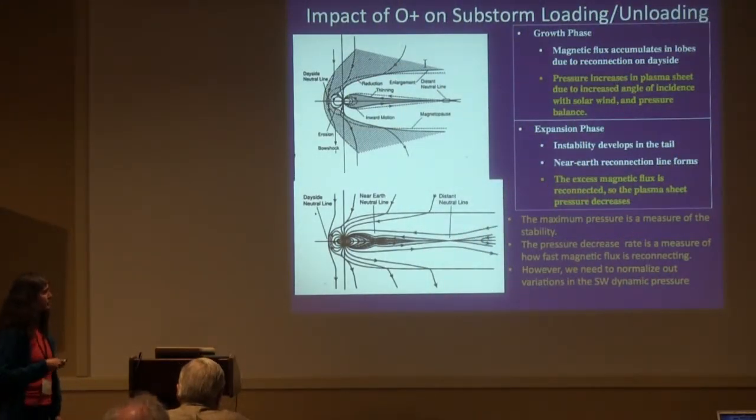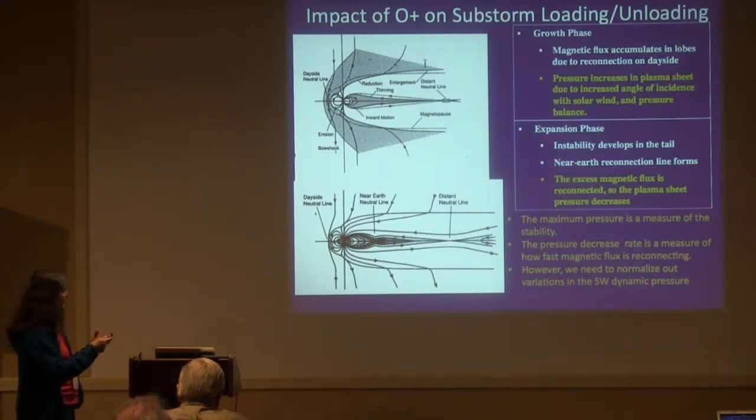And so that maximum pressure is a measure of the stability, in the sense that it's a measure of how much flux can be accumulated before the reconnection is triggered.